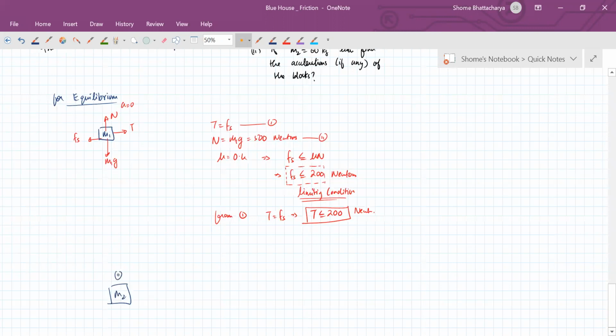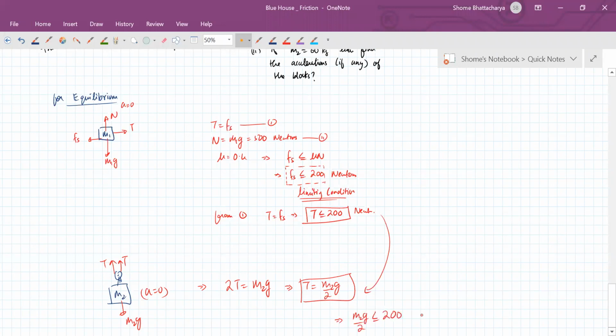Because on M2, you can see that there's a total of 2T. So the condition for its acceleration to be 0 is that 2T balances M2g. So T is equal to half its weight. So now substitute this condition here. So M2g should be less than or equal to 400. That means M2 should be less than or equal to 40 kg. So this is the limiting condition. This is the equilibrium condition. So this will give you the answer for the first part.